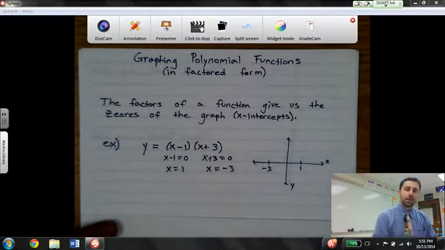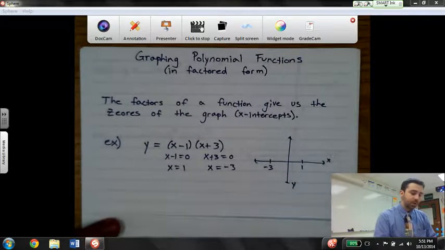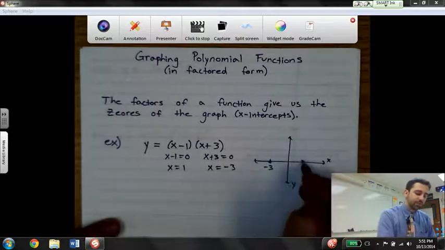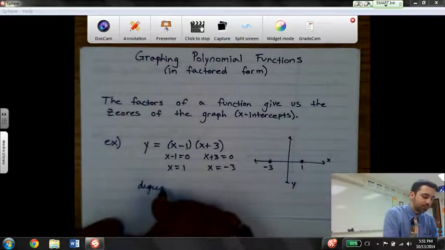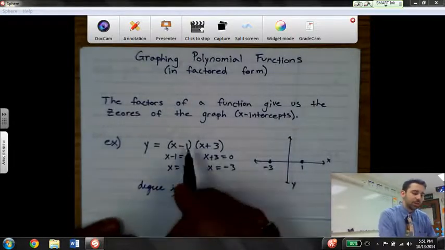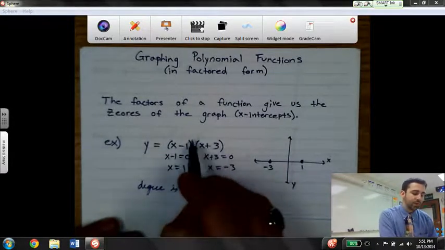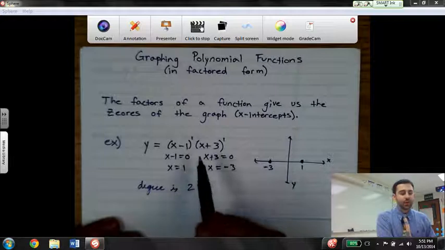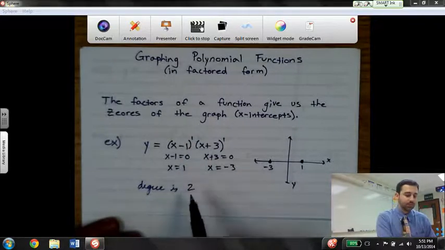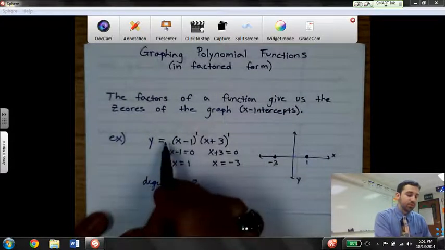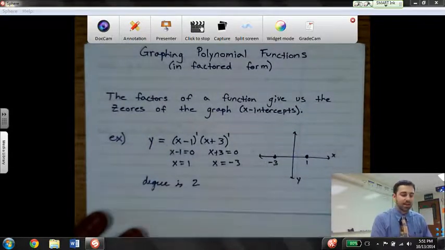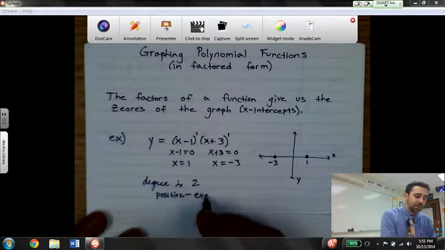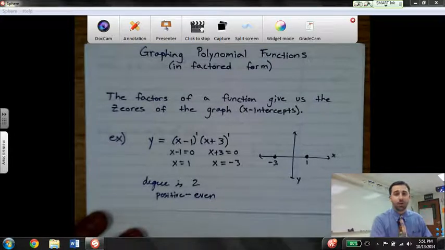So this is where we use the degree and what we know about the end behavior to fill in the rest of the graph. So we know here that the degree is 2 because since there is no exponent, it's an assumed 1. And in factored form, when we try to find the degree, we add up our exponents, giving us the degree is 2. Notice out in front there is not a negative, so it's a positive function. And since the degree is 2, it's a positive even function, meaning it's going to open upward.